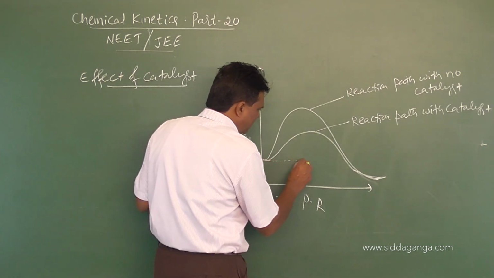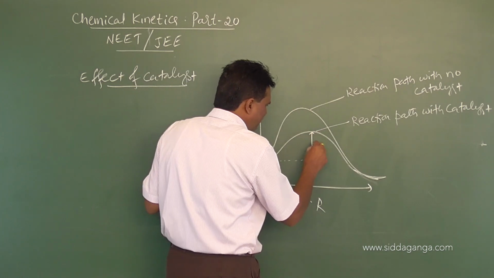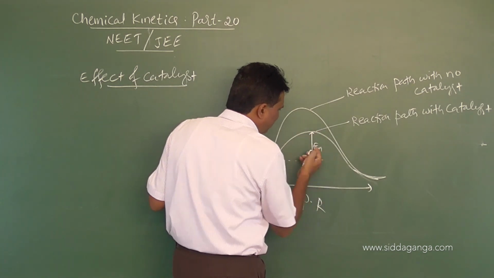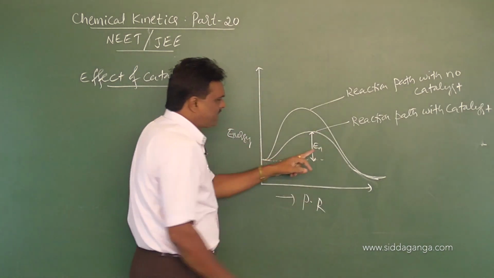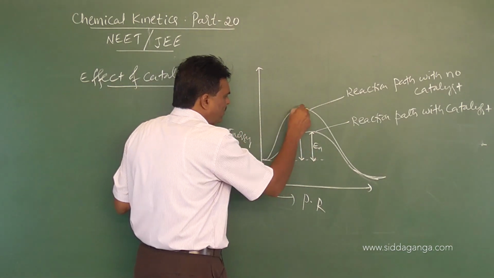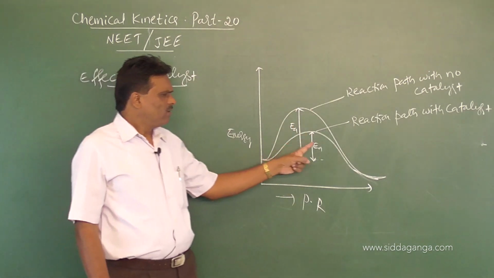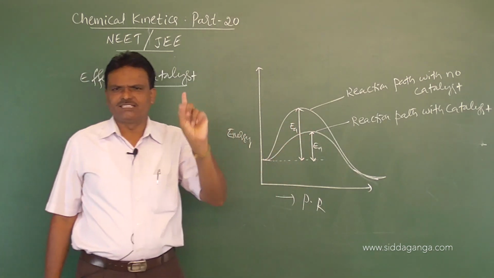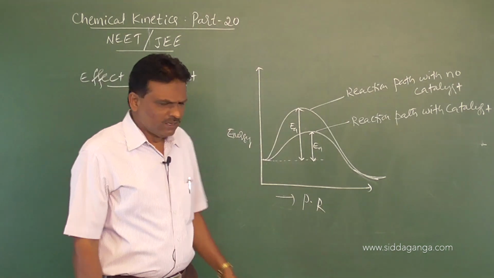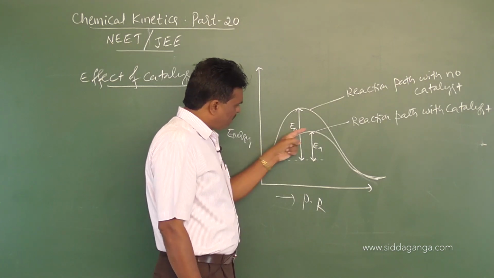So this is the reactant. This height denotes the energy of activation. So this is the energy of activation with catalyst, and this is the energy of activation without catalyst. We know that the lower the energy of activation, the higher is the rate of reaction. So this is the reaction path.